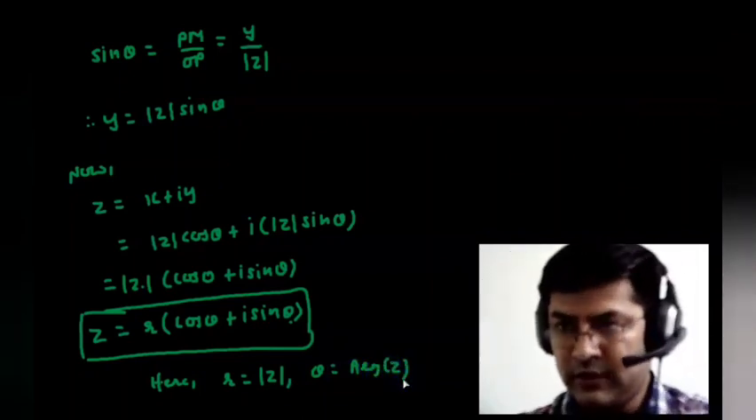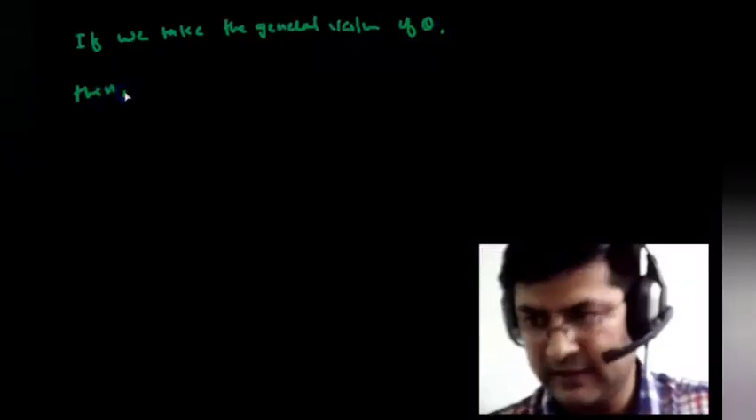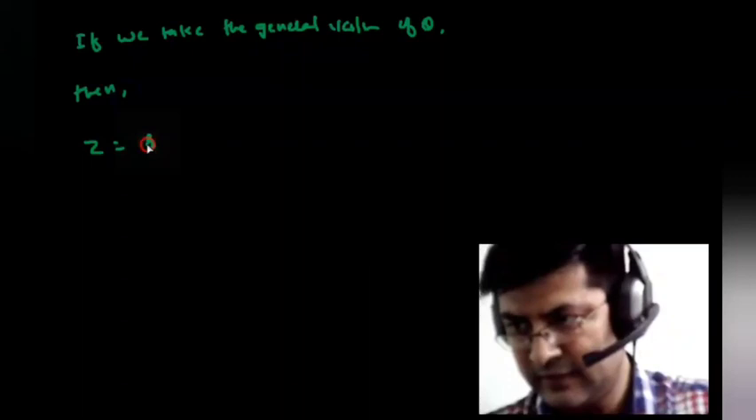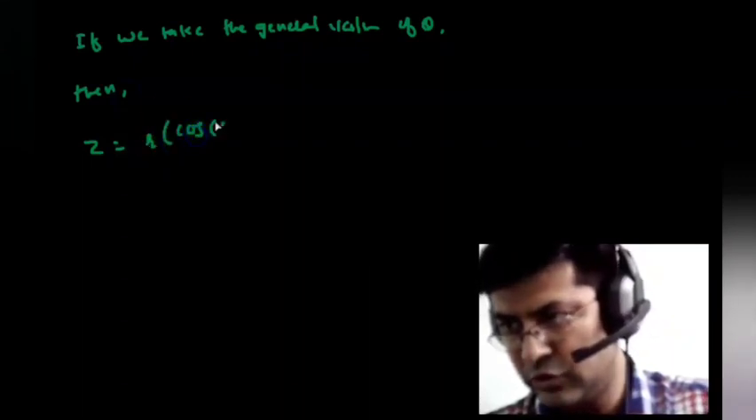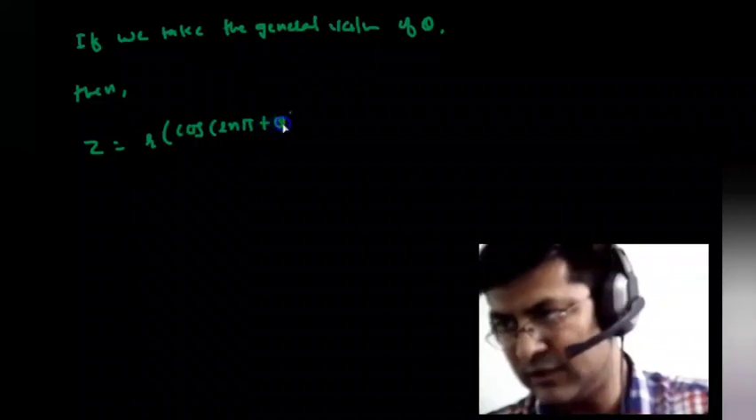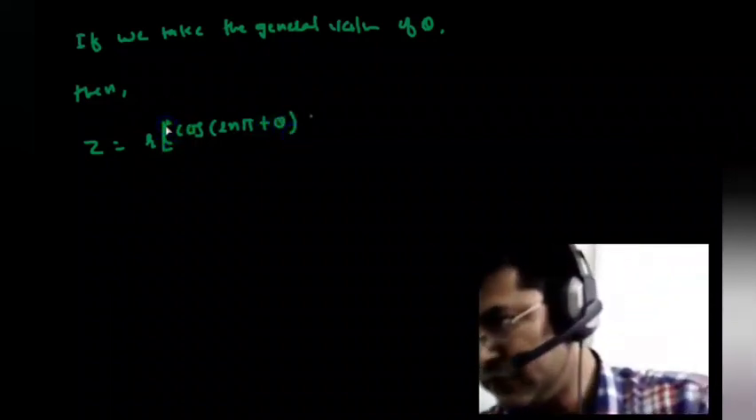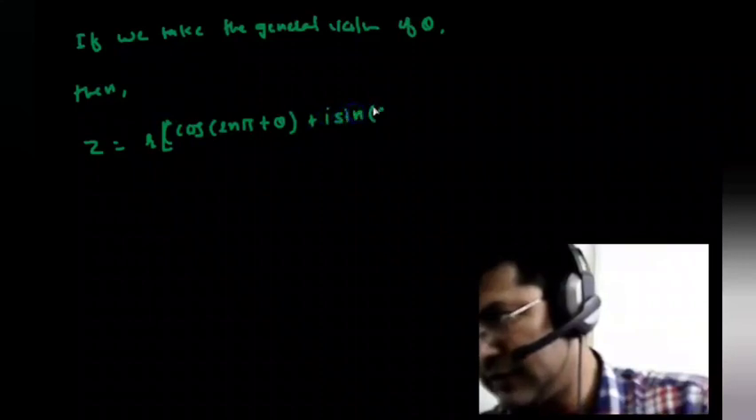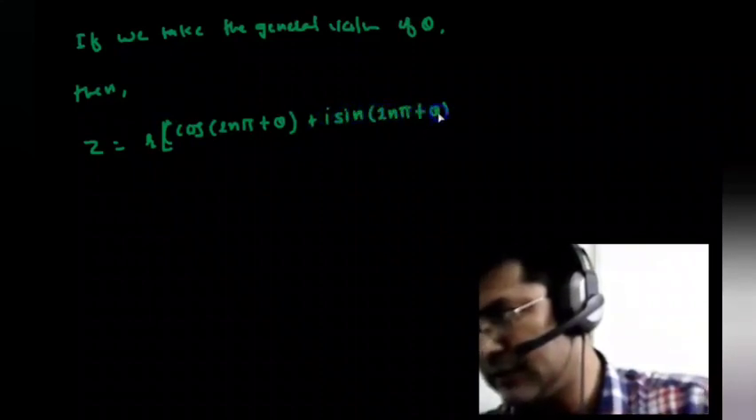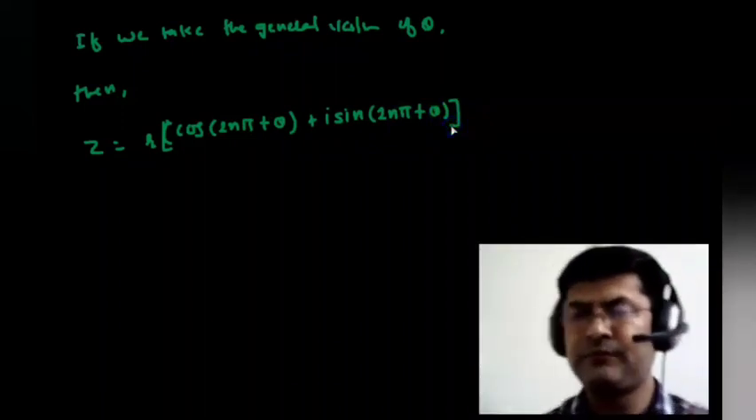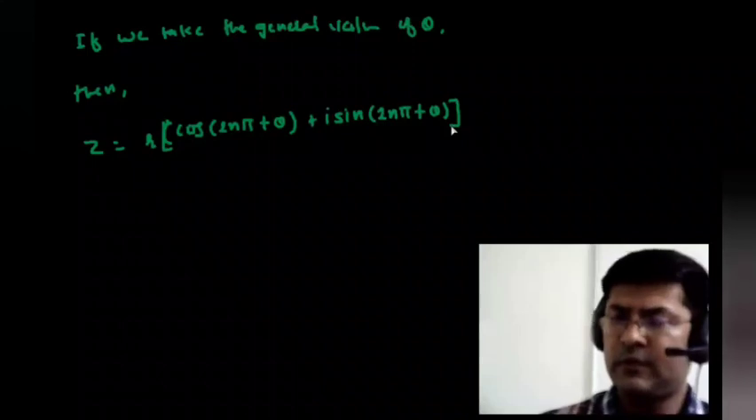Clear? Okay, if we consider the general value of theta, then z can be written as r into cos of 2n pi plus theta plus i into sin of 2n pi plus theta. So this is called the polar form.